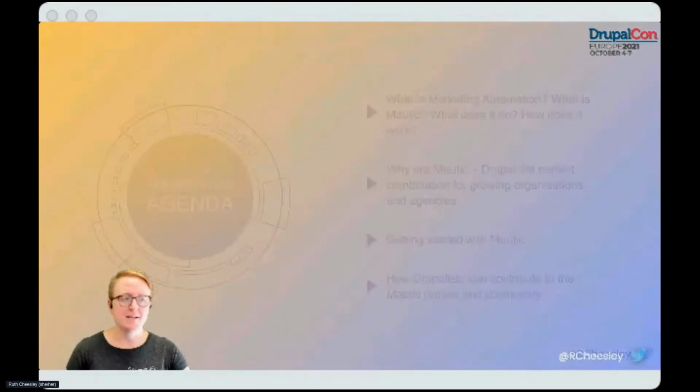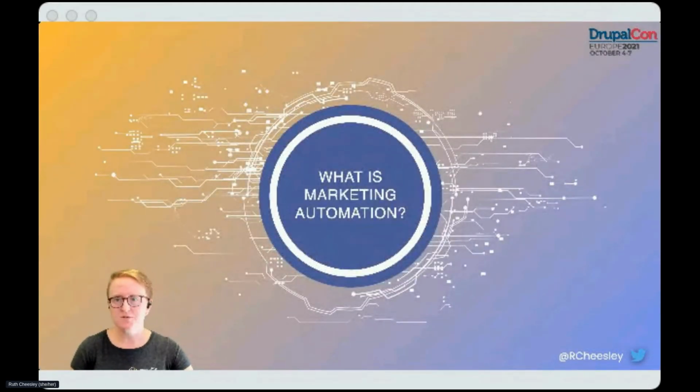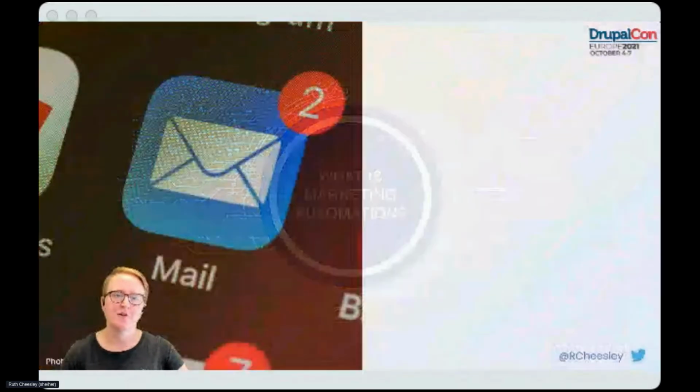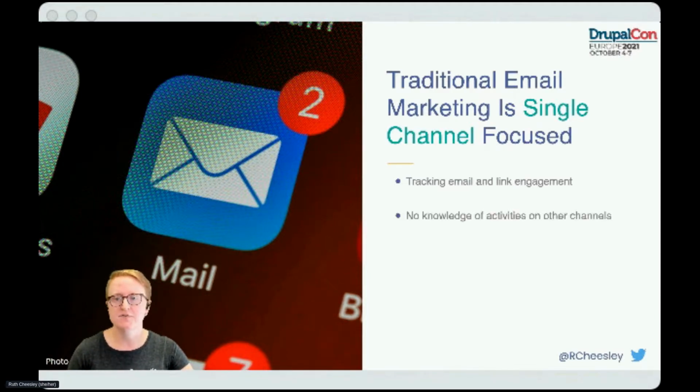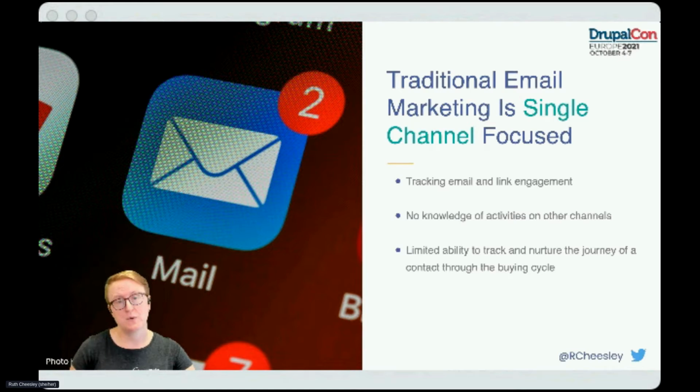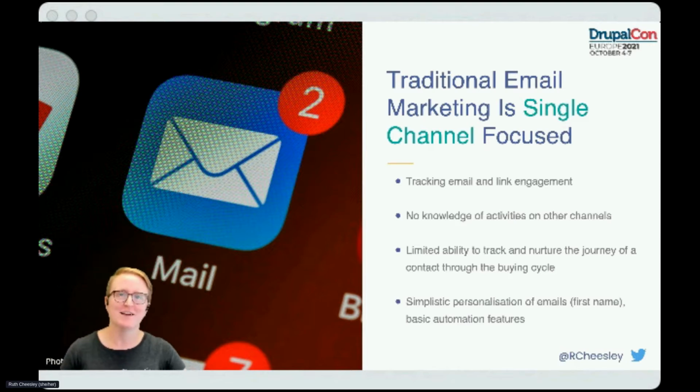So let's start with the basics. What is marketing automation? Traditional email marketing tends to be single channel focused. So we're often tracking email and link engagement, but we have no knowledge of what's happening outside of email and outside of that particular channel. We have really limited ability to track and nurture throughout the journey of a contact in the buying cycle because we just don't know what's happening outside of the email channel. And while we might have some simplistic personalization features like "hello, first name", I'm sure we've all received that, there isn't much more than that often. And also any automation features they have are pretty simple.